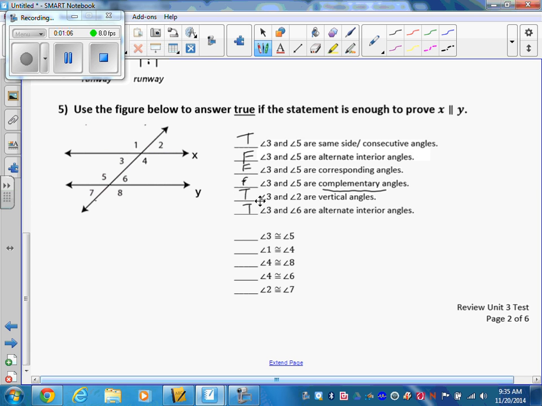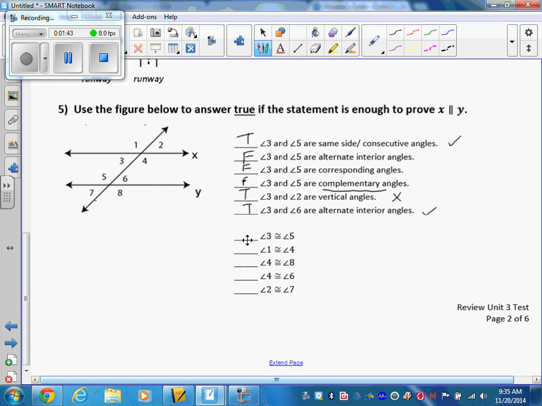Is this enough to prove that X is parallel to Y? This one is enough to prove. This one is not enough to prove. The reason it's not enough to prove is because you don't have to have parallel lines to have vertical angles. Okay. Angles 3 and 6 are alternate interior angles. That would be enough to prove that. So 2 things would be enough to prove that X is parallel to Y.